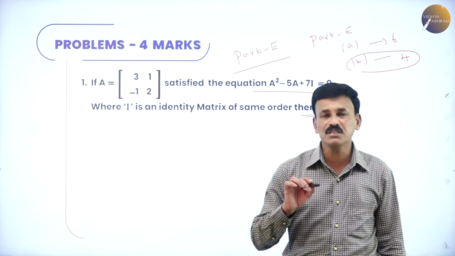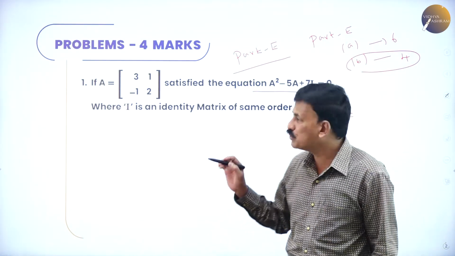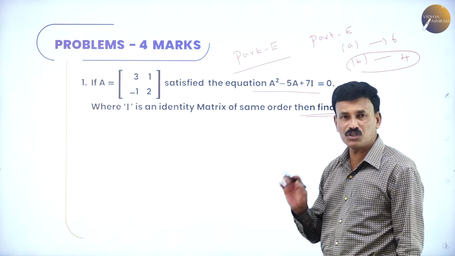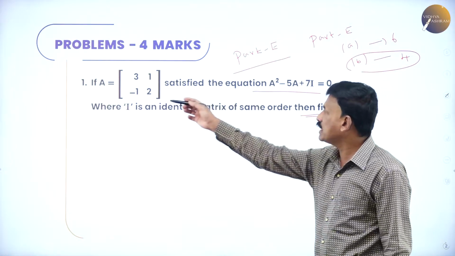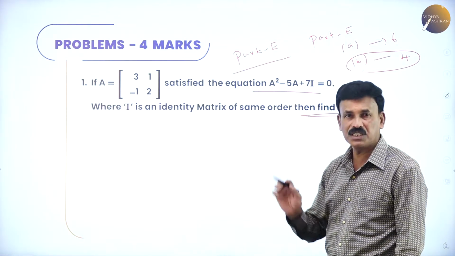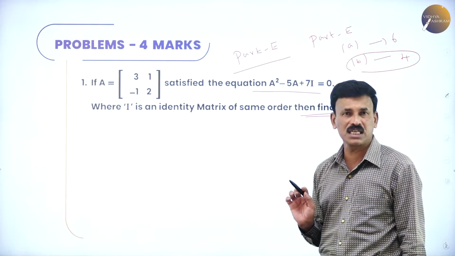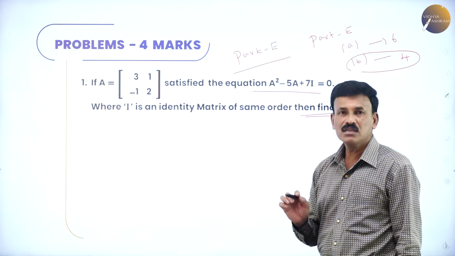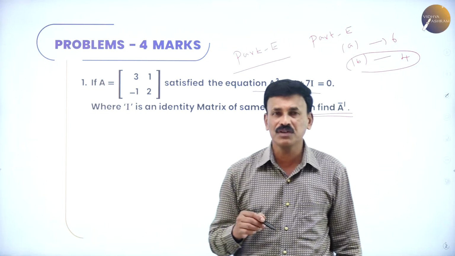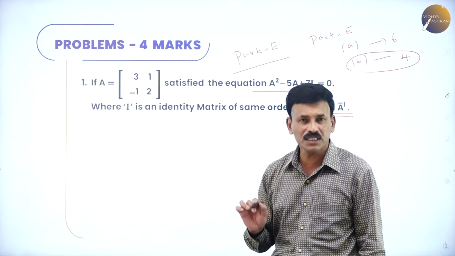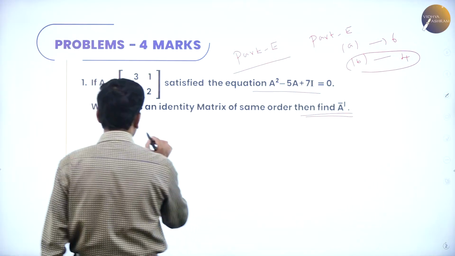In the examination, the majority of students will prove that A square minus 5A plus 7I is equal to 0. That is wrong. Don't prove it. This matrix will simply satisfy this equation. If such is the case, we have to find the inverse, without using any formula like A inverse is equal to 1 over determinant A into adjoint A. Without using that formula, we have to find the inverse of this matrix. Okay, see here. What is given?